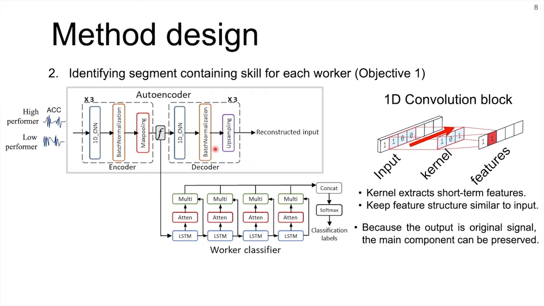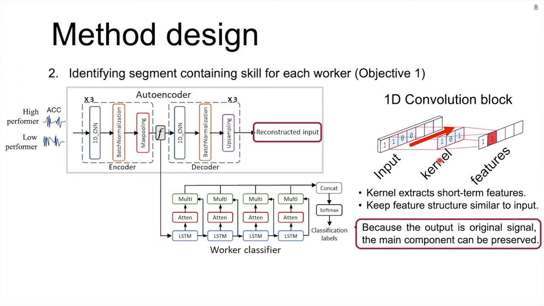We use an autoencoder because we want to maintain the structure of the latent representation. The autoencoder consists of several 1D convolutional layers that extract short-term features of the time series and keep the feature sequence similar to the input. The reconstruction loss of the autoencoder ensures that the 1D convolutional layer preserves the main component of the original data.